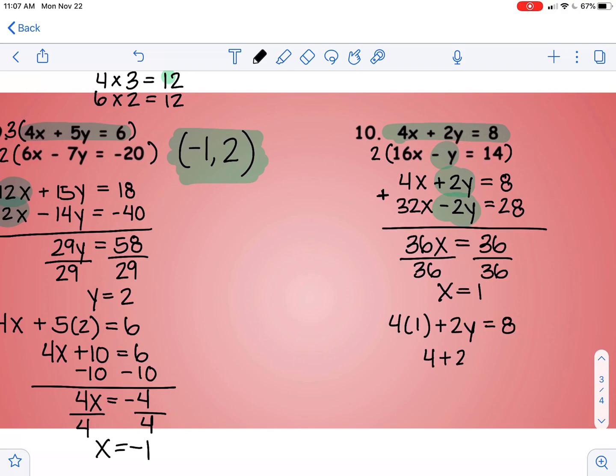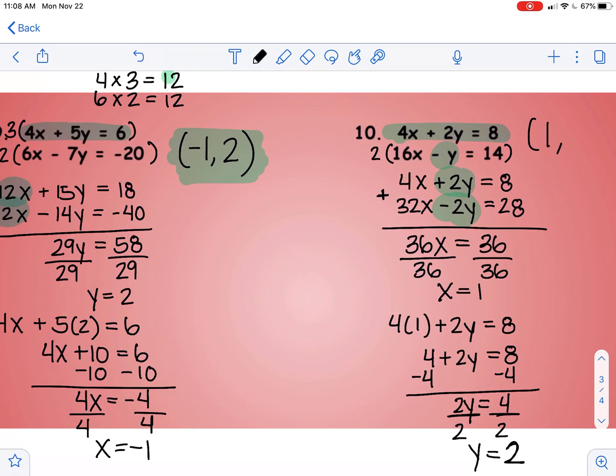So I'm going to get 4 plus 2y equals 8. I'm going to subtract 4 on both sides, and I'm going to get 2y is equal to 4. And then I'm going to divide both sides by 2 to get y is equal to 2. And then, of course, I'll write my ordered pair, which has an x of 1 and a y of 2, to get the point (1, 2) as my answer.